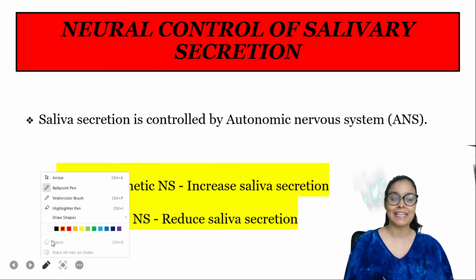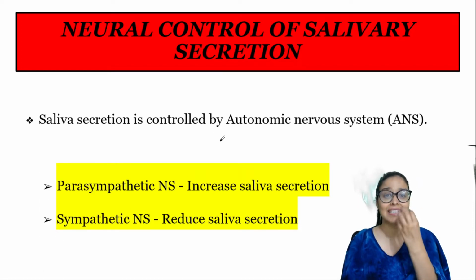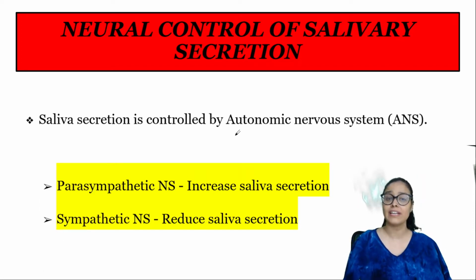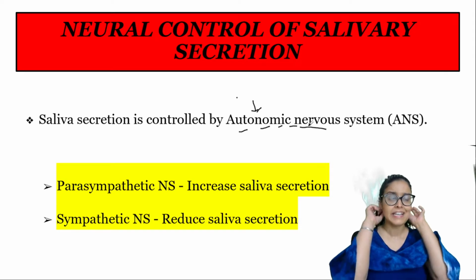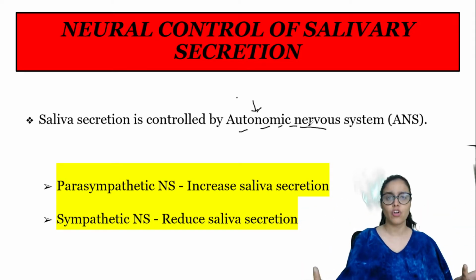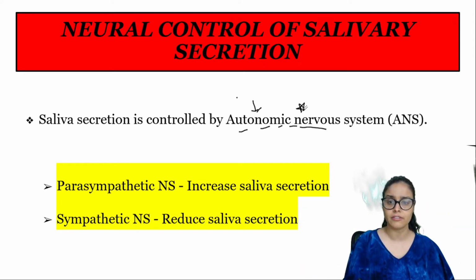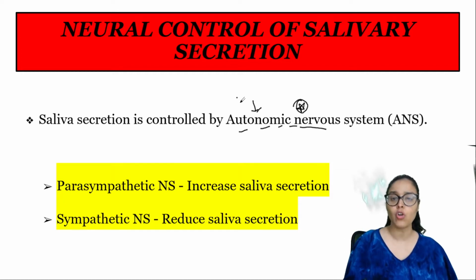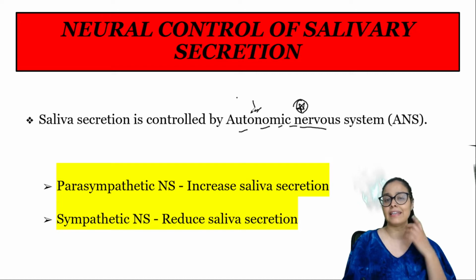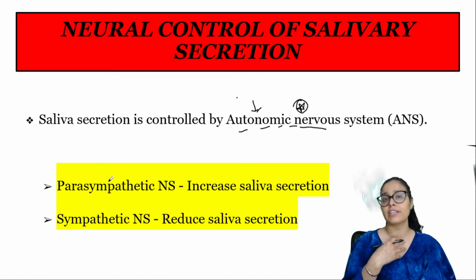Now we will see how the salivary secretion is controlled by the brain, right? So obviously it is controlled by the medulla part. From the medulla some nerves arise, which are part of the autonomic nervous system, which we will see in the nervous system part, right? So autonomic means it will control the salivary secretion, which is obviously not in our control.